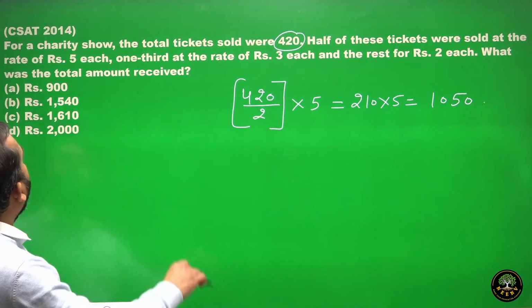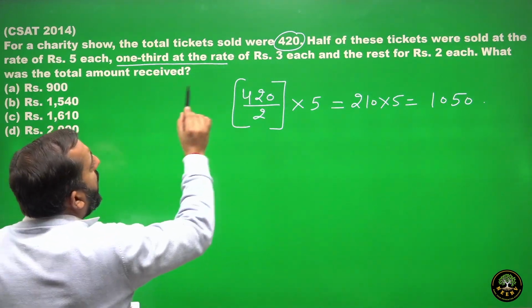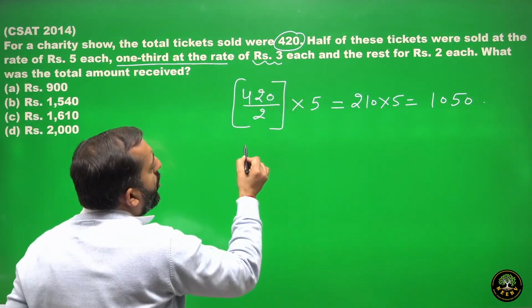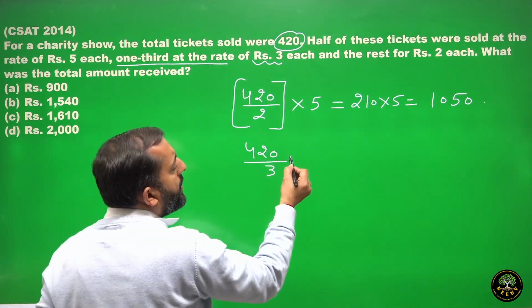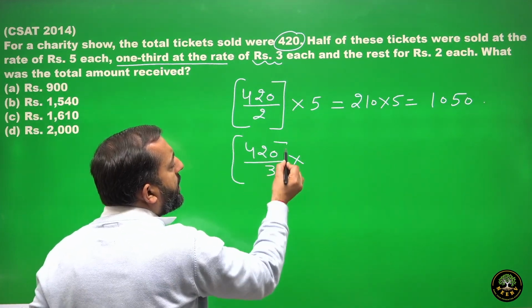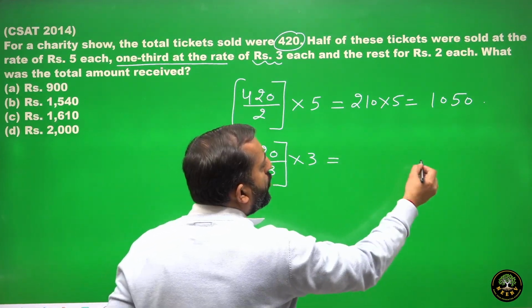Now next, one third at the rate of 3 each. So what is 1/3 of 420? So 1/3 of 420 is 420 by 3. Now these many tickets have been sold at rupee 3 each. So it becomes what? It becomes 420 only.